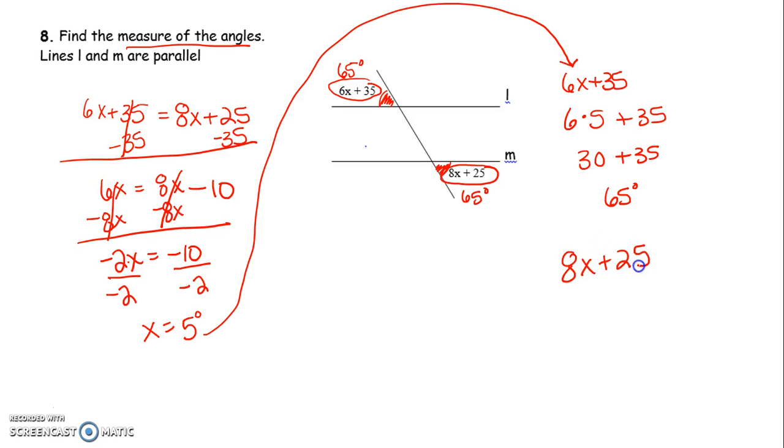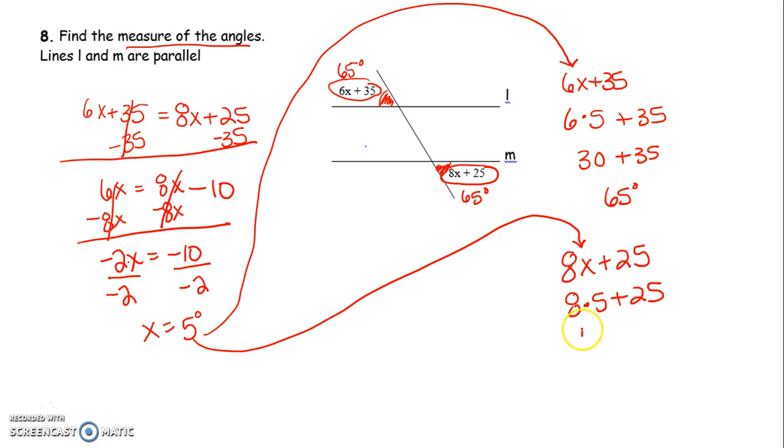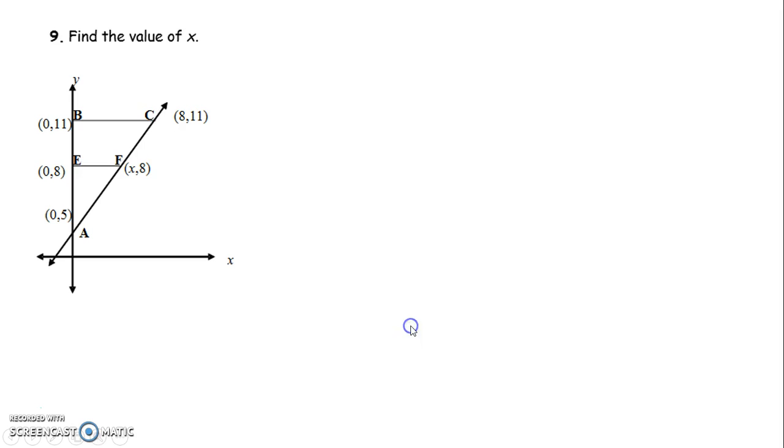8x plus 25, again, we found x to be 5. Substitute that right in. That would be 8 times 5 plus 25. 8 times 5 is 40 plus 25. 40 plus 25 is 65 degrees. Those two angles are both 65 degrees.